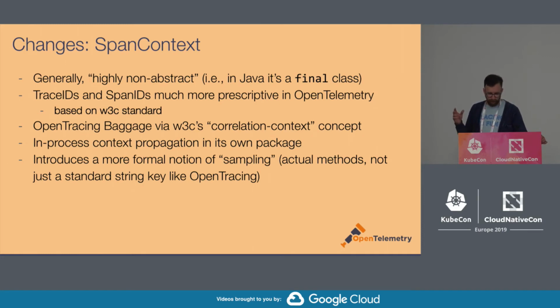So here they are. The OpenTelemetry SpanContext, which is the class that's responsible for reifying the trace ID and the span ID, sampled bits, that sort of stuff, is highly non-abstract. In OpenTracing, it was a pure interface. In OpenTelemetry in Java, for instance, it's a final class. Like, you literally can't extend it.